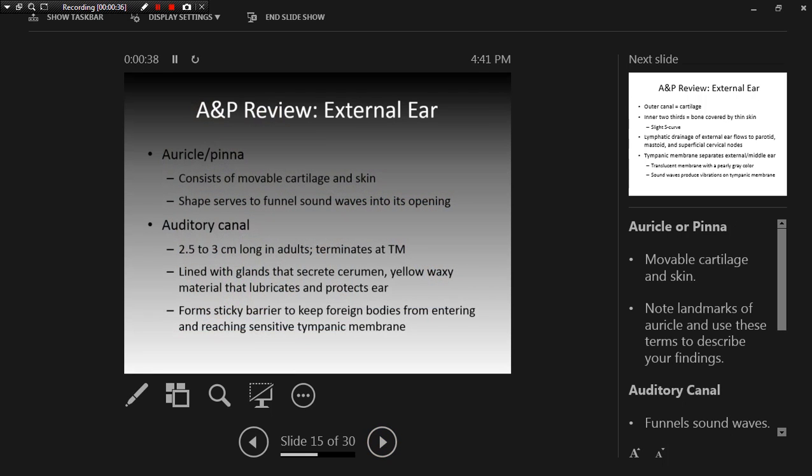The auricle or the pinna consists of movable cartilage and skin, and its shape serves to funnel sound waves into its opening through the middle ear. The canal is about 2.5 to 3 centimeters long in adults, and it terminates at the eardrum or the tympanic membrane. The canal is also lined with glands that secrete cerumen or wax, the material that lubricates and not only protects the ear but keeps foreign bodies from entering farther into the ear beyond the tympanic membrane.